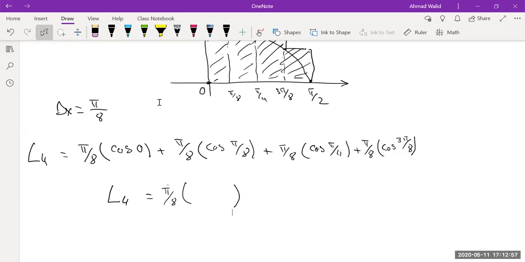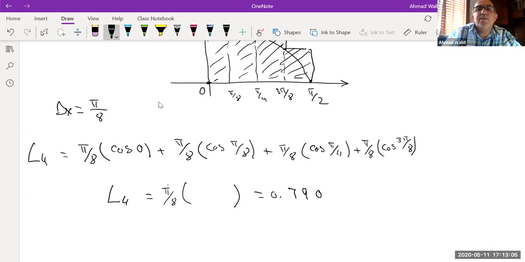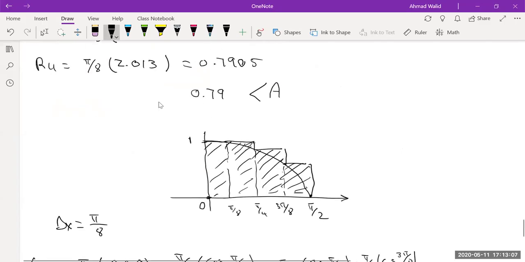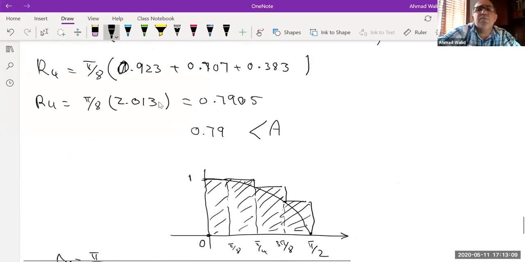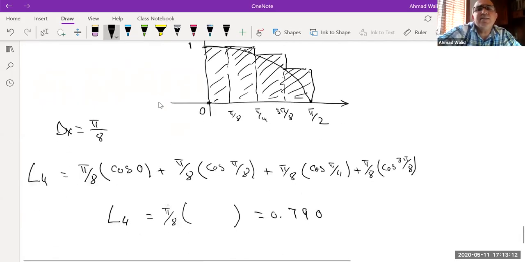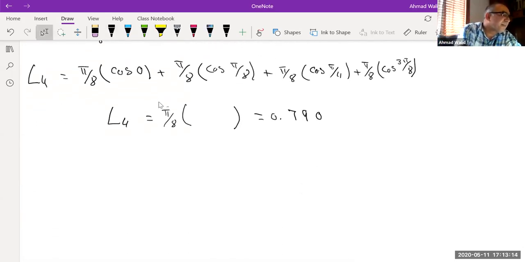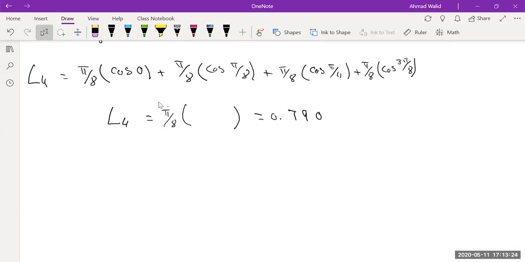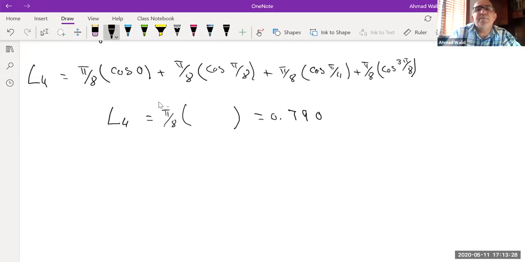I got 0.790. 0.79 what? What was the other one? 0.790, same thing? And the same? Should be greater. Did you multiply that with pi over 8 also? Yes, I did. I got 1.18. 1.18, right? This number looks kind of okay with me.